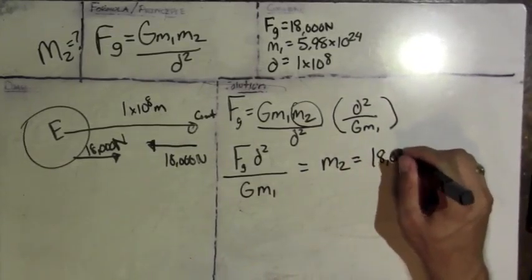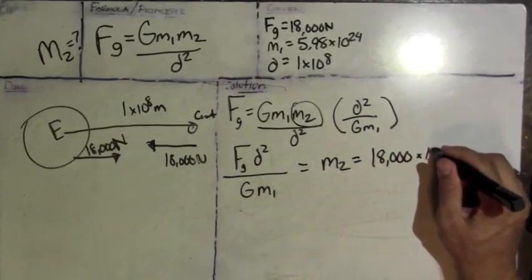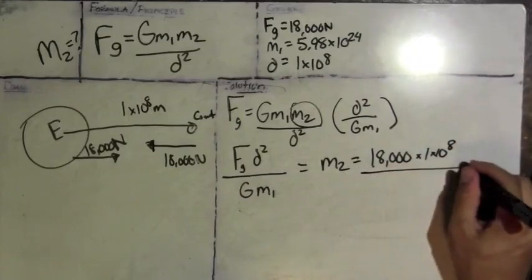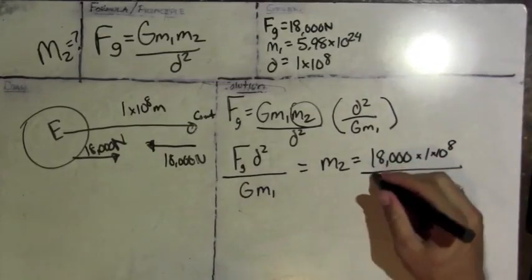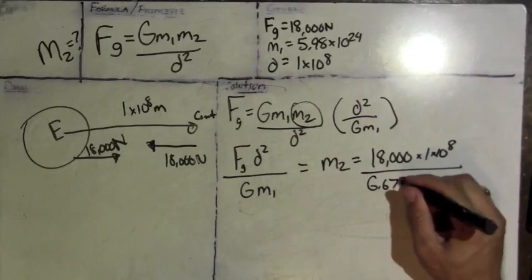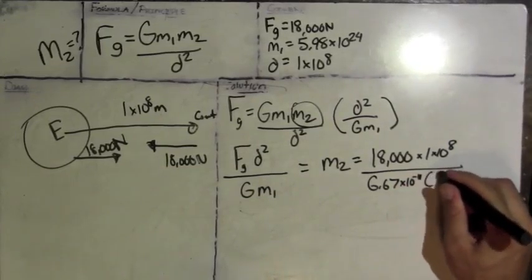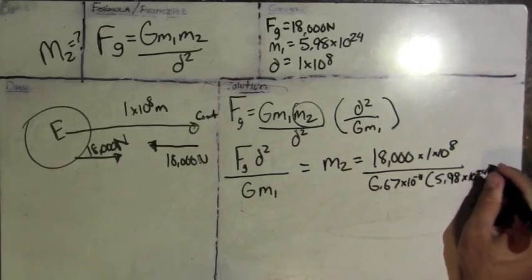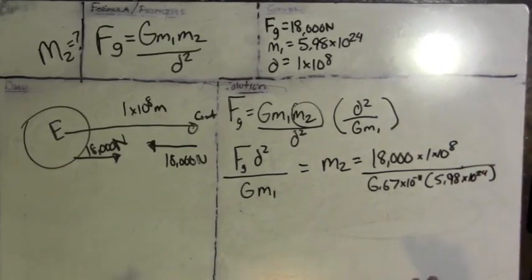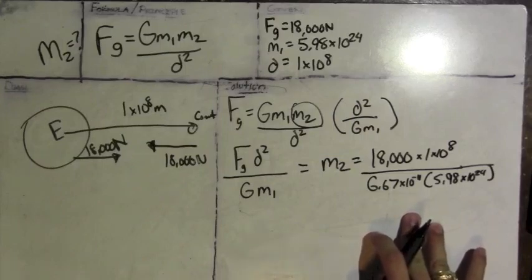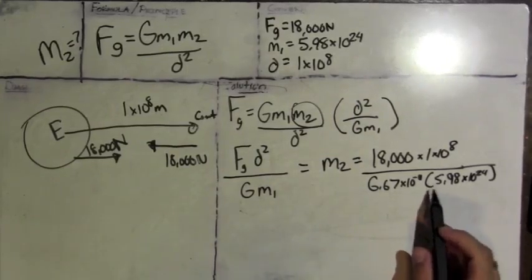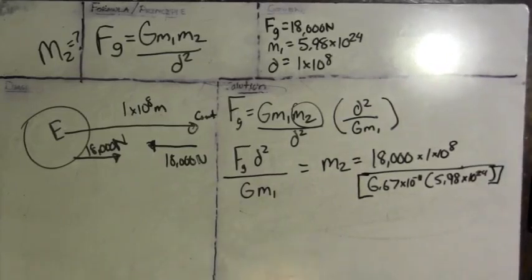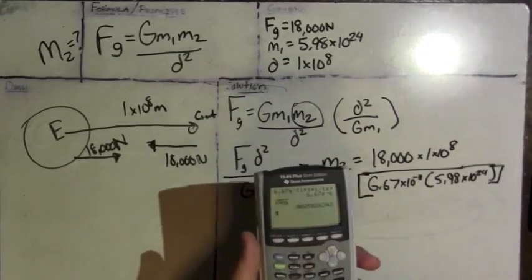So now that I have it in the form that I want it to, I can say, okay, that equals 18,000 times 1 times 10 to the 8th, divided by 6.67 times 10 to the minus 11th times 5.98 times 10 to the 24th. Okay, because of the way that we have it set up here, you're going to have to be very careful with your parentheses, because this whole term, when you divide, needs to be in parentheses. So we'll show you what that looks like in the calculator.